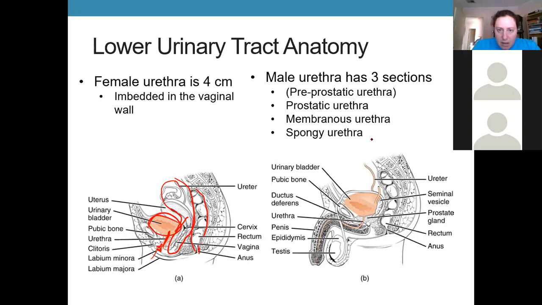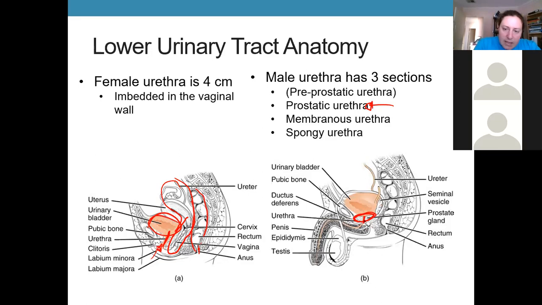In men, we actually divide up the urethra into 3 sections based on the tissues that it is running through. So the prostate, which is a male reproductive organ that we'll talk about later, sits right underneath the bladder at the base. So the urethra runs through it first, so we call that the prostatic urethra.